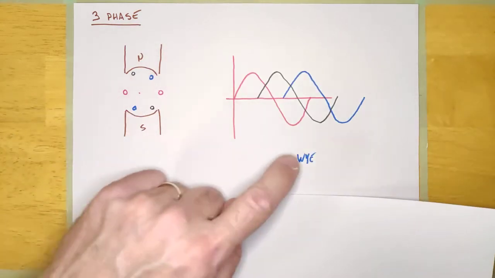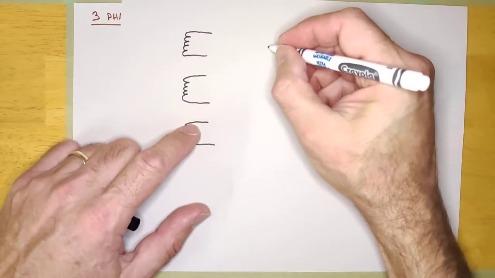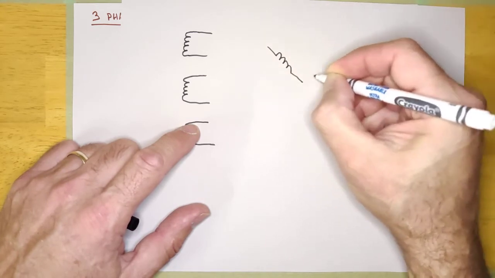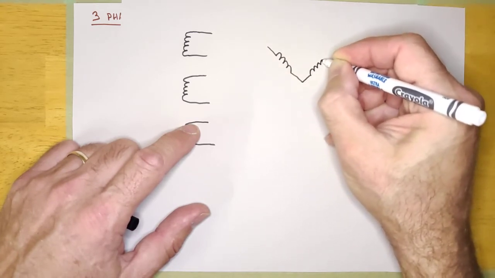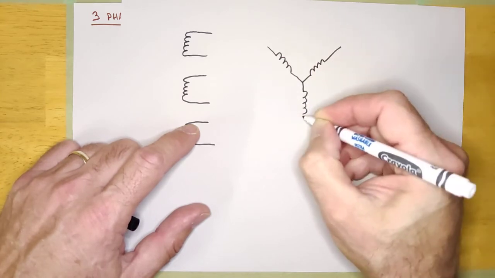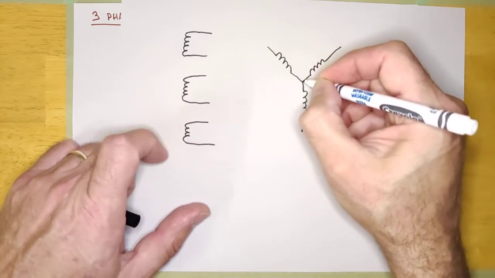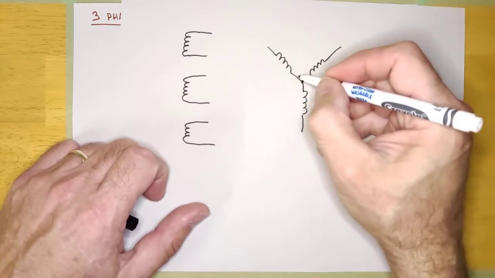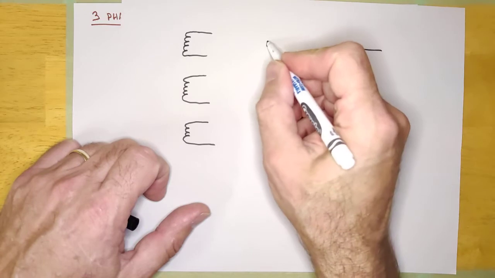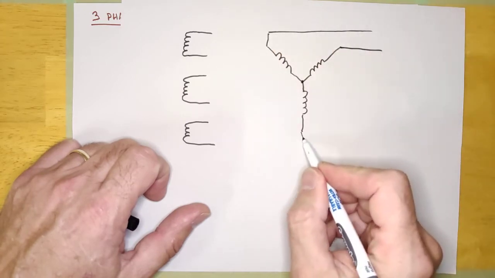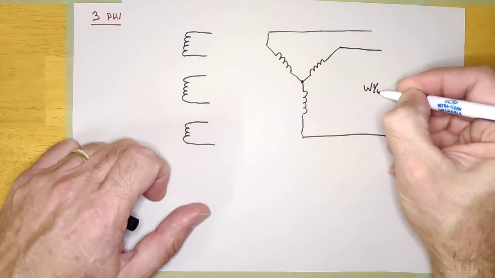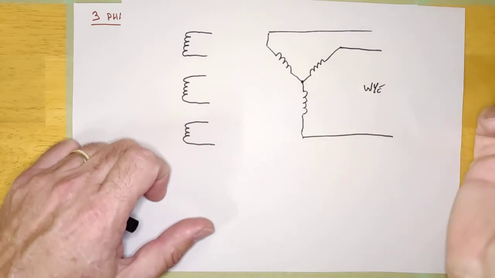If I connect them Y, what I'm going to do is take those 3 windings and connect them like this. The reason it's called Y is because it looks like a Y, right? I'm going to take the 3 windings and connect them together in the center, okay? Then these 3 tails here are going to come out of the machine, and there's going to be my three-phase Y.